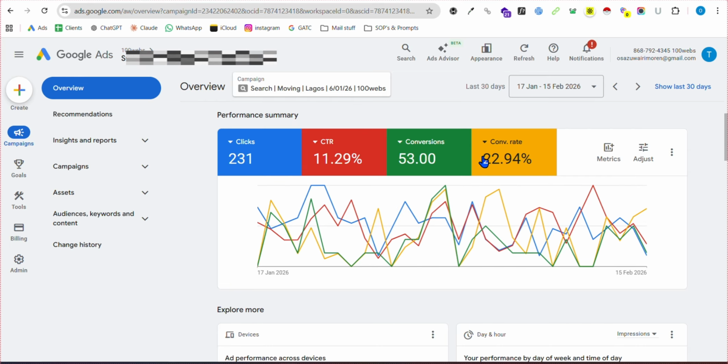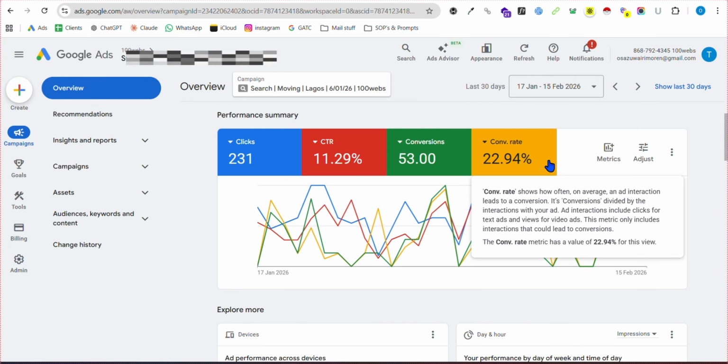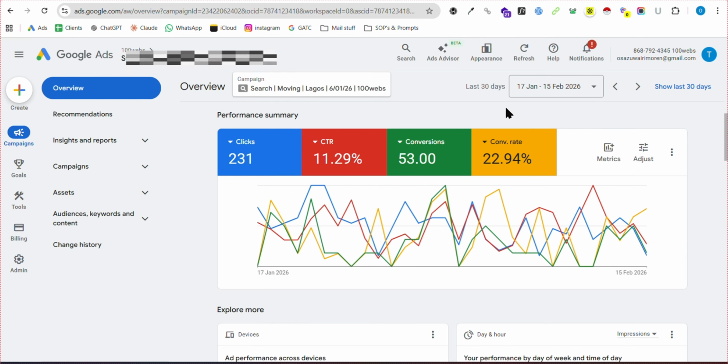So as you can see, in the last 30 days, we have a 22% conversion rate. For context, the average conversion rate on search campaigns is, I think, 8%. So like this is really good. 53 conversions, and yeah, I'm just going to be showing you how we were able to achieve this.